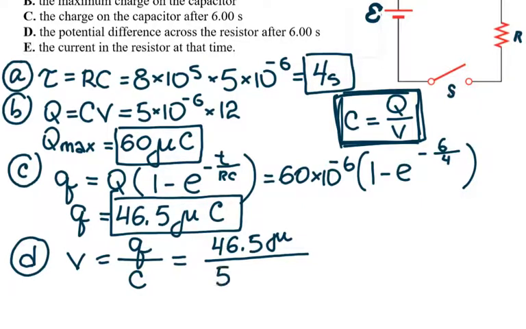5 times 10 to the negative 6, which is also micro. So I can replace this micro with 10 to the negative 6 to see that they can be cancelled. So negative 6 can be cancelled, and I have 9.3 volts.